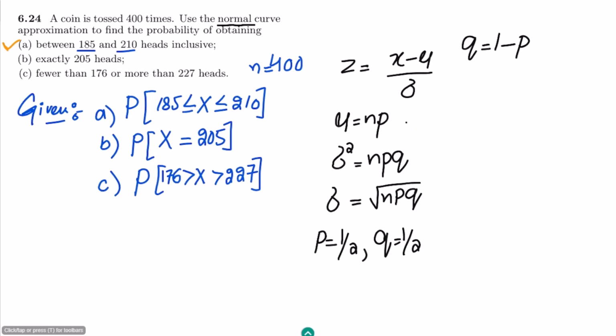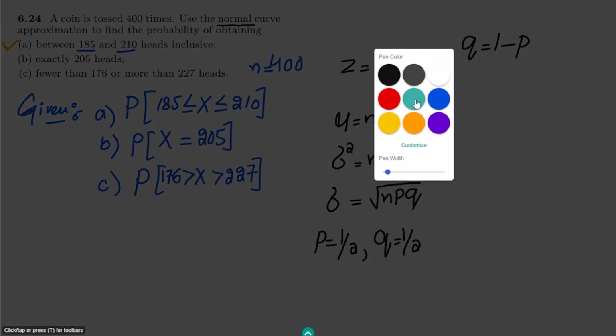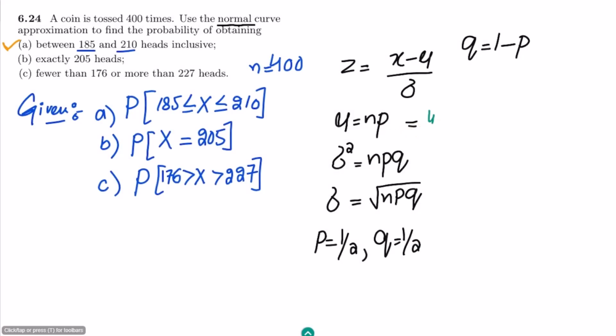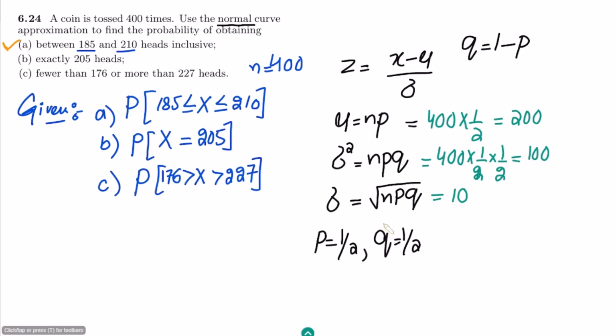Okay, so let me put all these values here and solve it. N is 400, the value of P is 1 by 2, so mu is therefore 200. The value of NPQ is 400 multiplied by 1 by 2 multiplied by 1 by 2, so that is 100, and the standard deviation, which is the square root of 100, is 10. Okay, so all of these values are known.